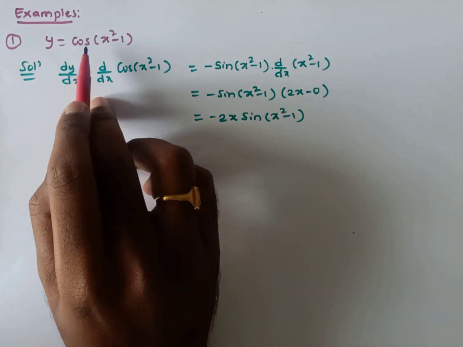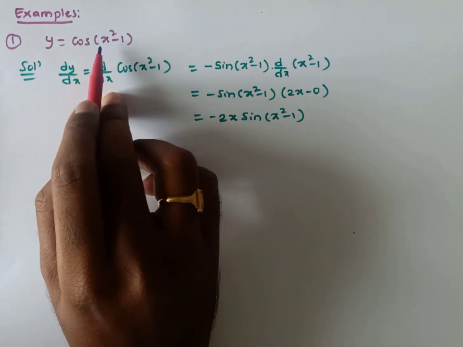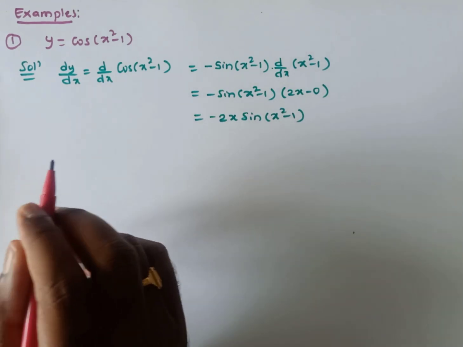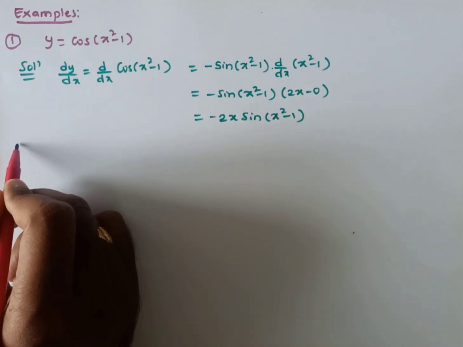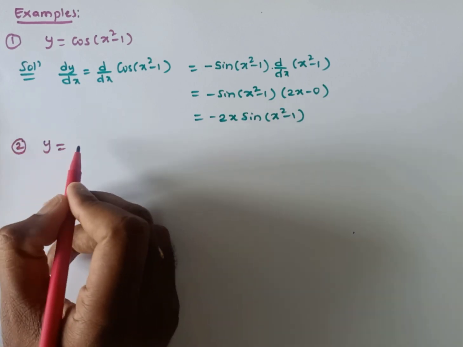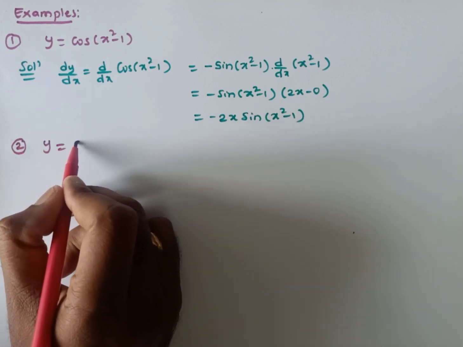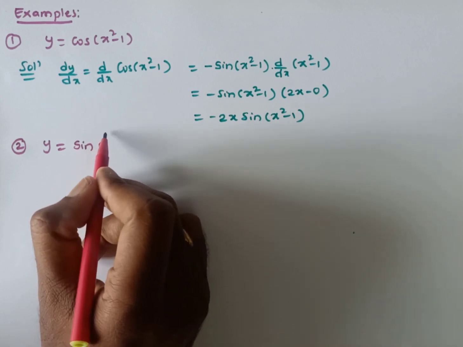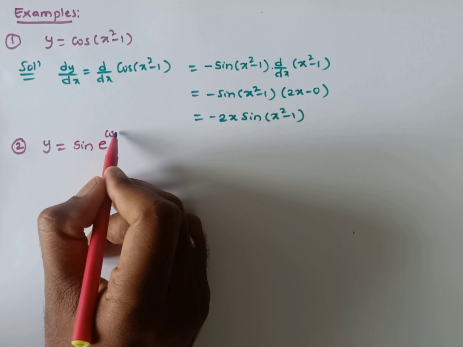Now here there is a composition between only two functions. If there are more than two, we can also apply it. So let's see one example regarding more than two functions. So the function is y equals sine of e to the power of cos x.